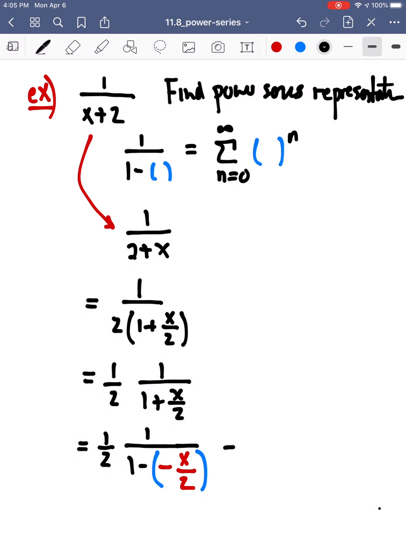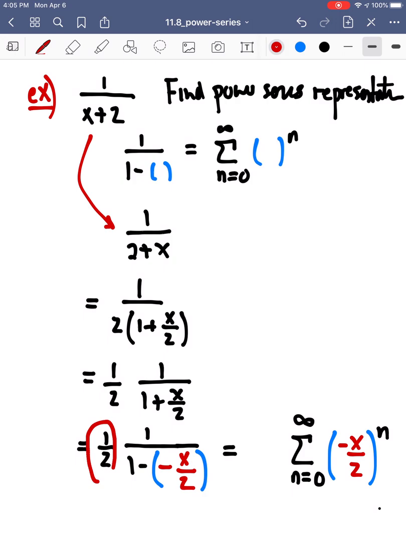So what this looks like now is basically what we have for our stenciling form. Inside those blue parentheses, we can place a minus x over 2 and raise that to the nth power. And the last thing we need to do is, well, we have that coefficient of 1/2 before that function, so that coefficient of 1/2 needs to go in front of that power series as well.